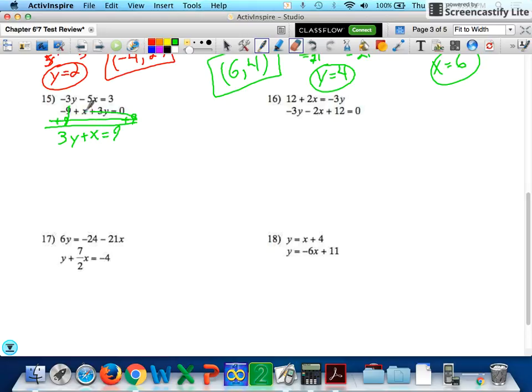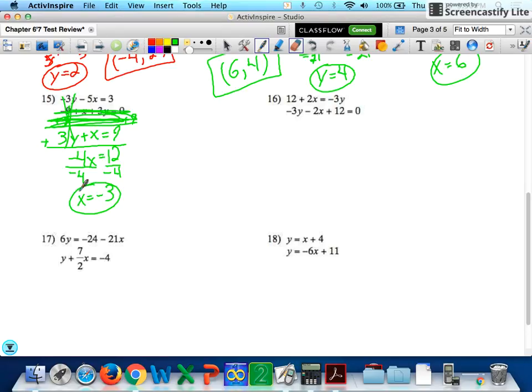Now, if I can just not pay attention to this stuff, I can see I'm ready for elimination with the original equation and the one I've reworked a little bit. I add these together. These are going to cancel. I get a negative 4x equals 12. Therefore, my x is going to equal negative 3.